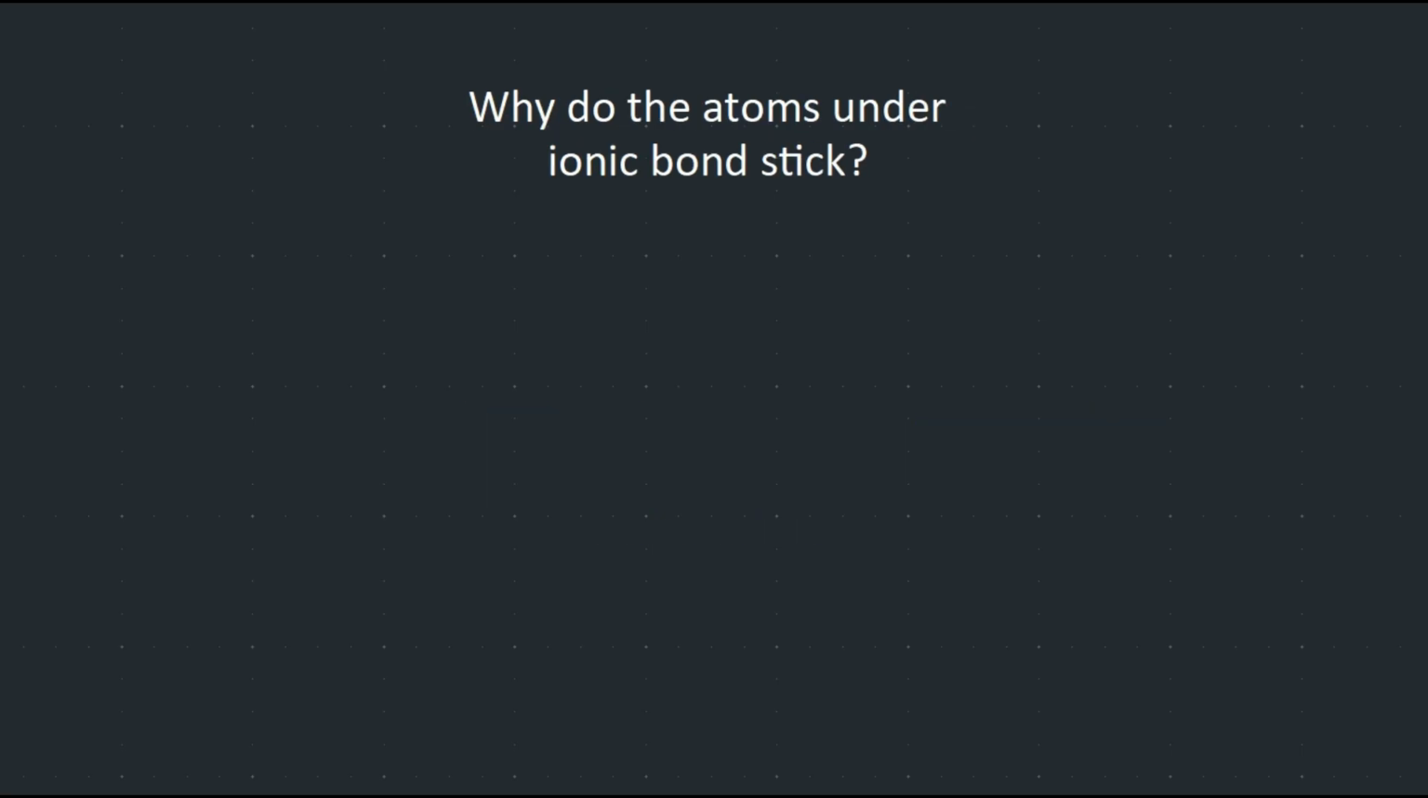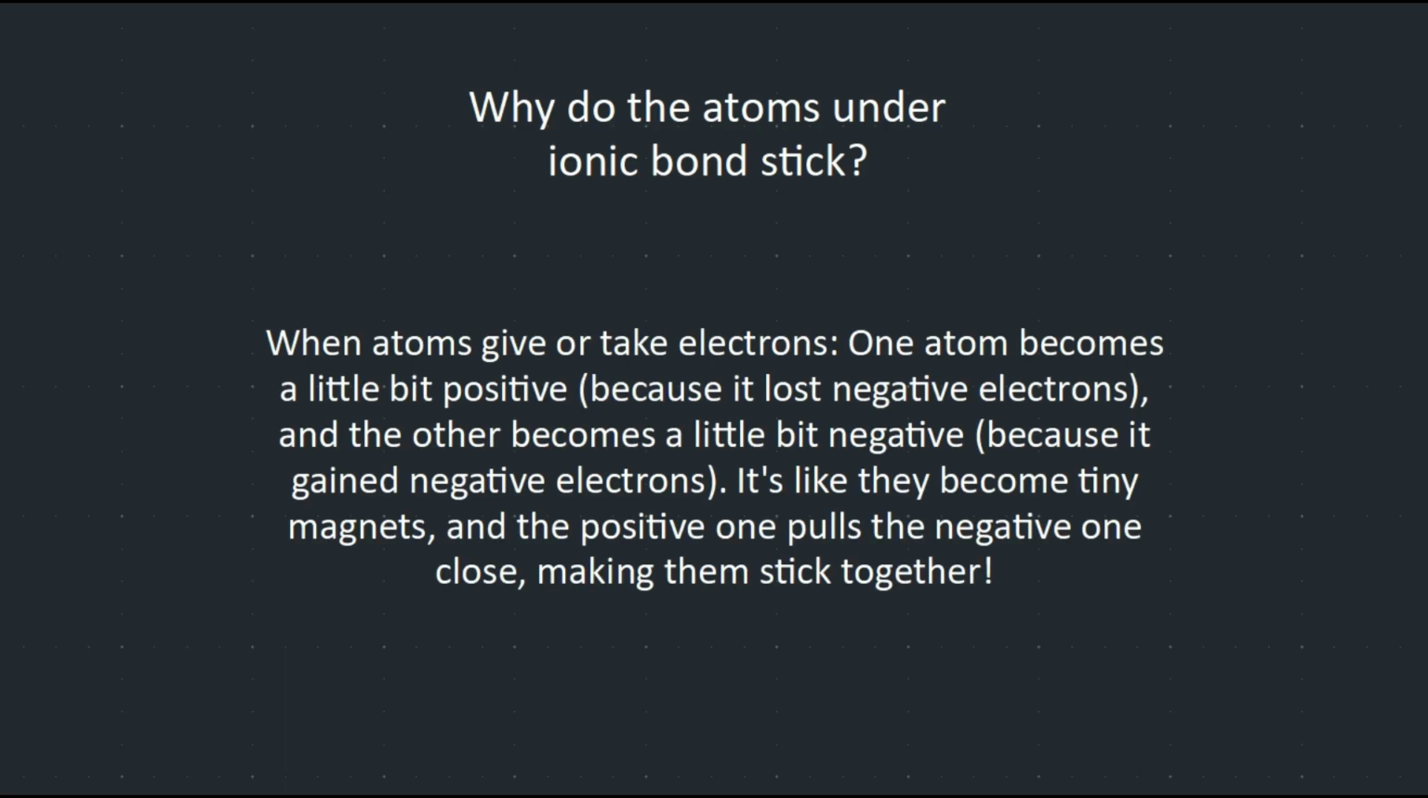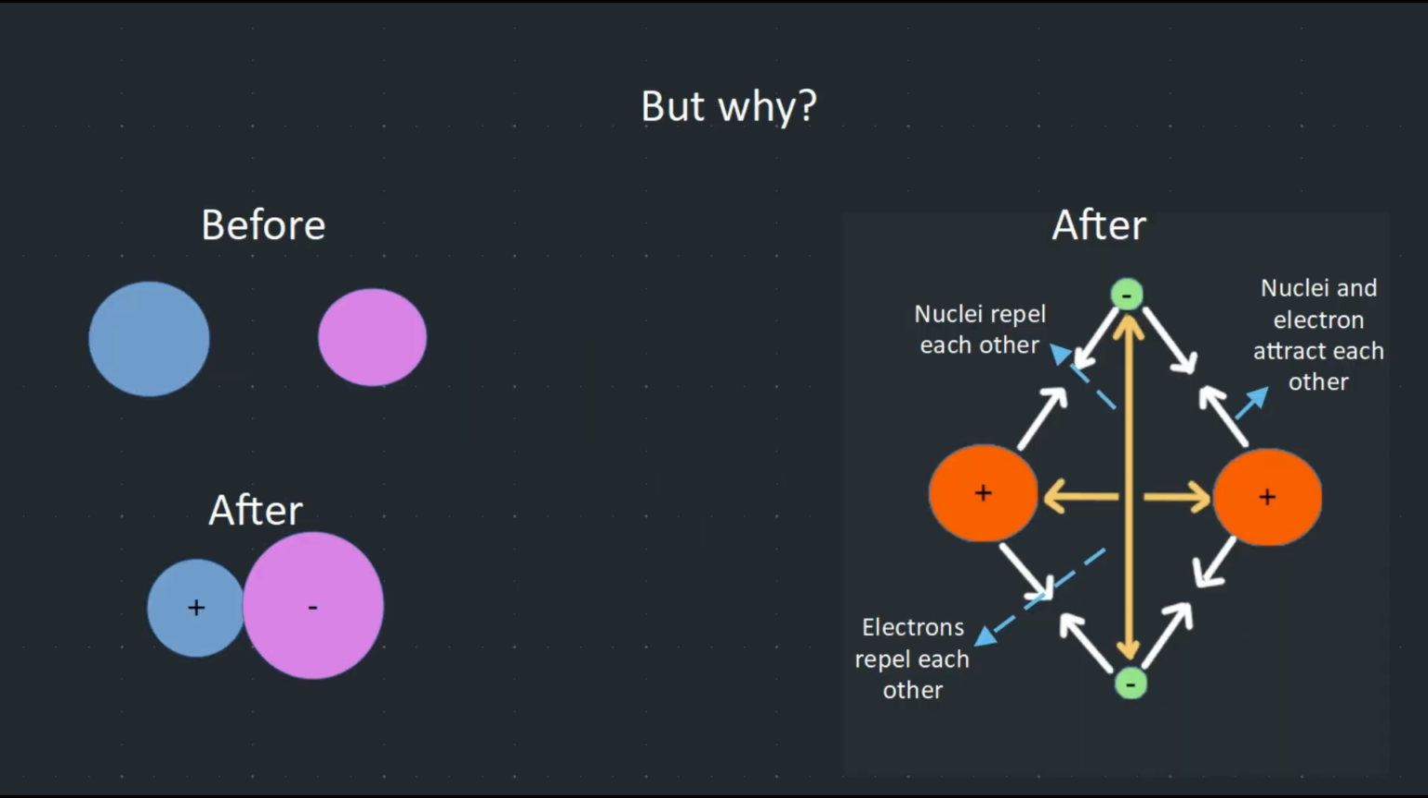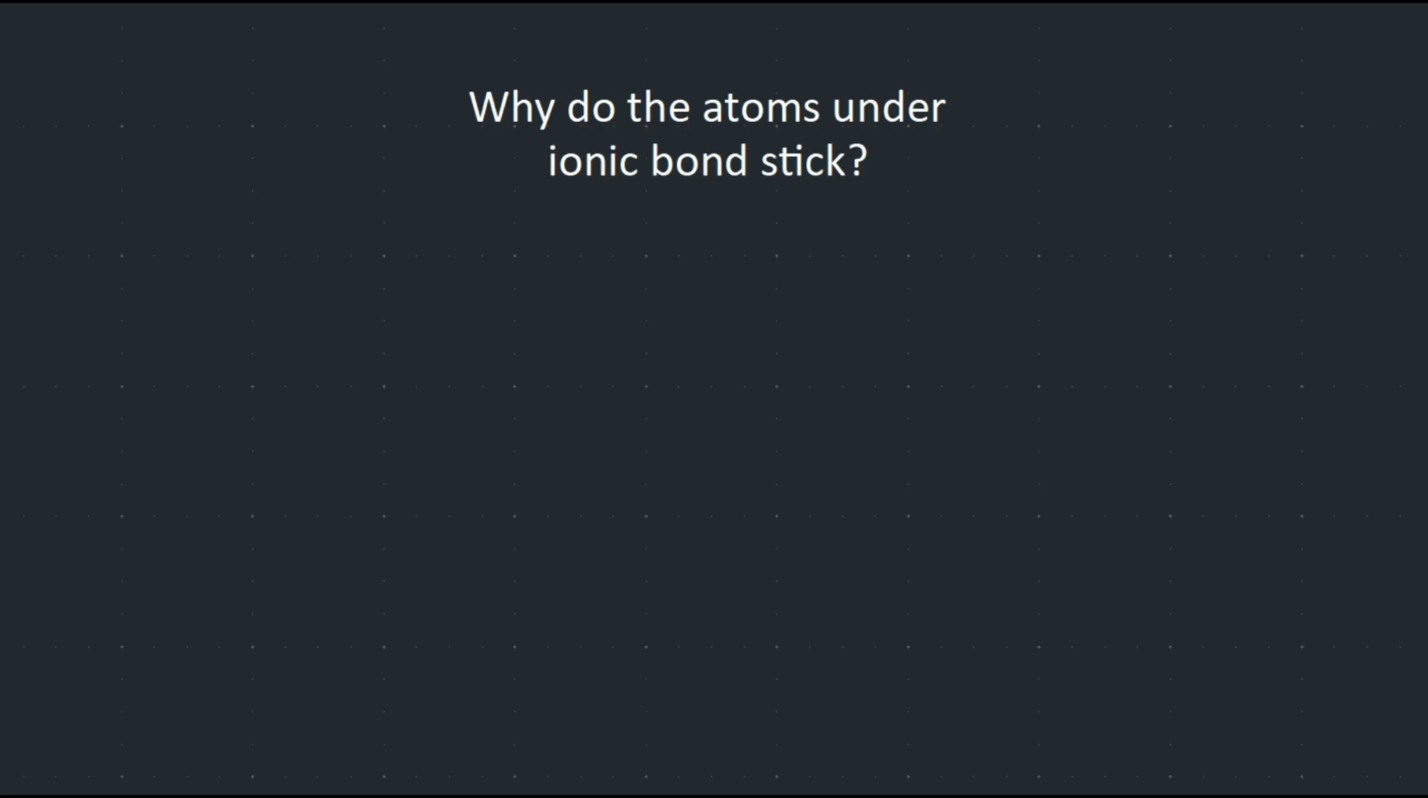Sorry, there's one more question. Why do atoms under ionic bond stick? This we already answered. When an atom gives or takes, one atom becomes a little positive, another atom becomes a little negative. It's to do with this, right? The left scenario. That's when your ionic bond happens.